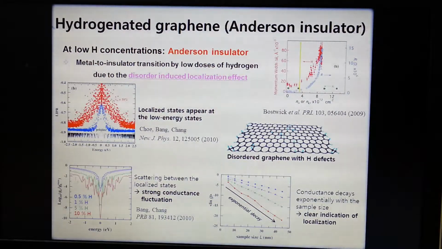In our previous work, we found that localized states appear at the low energy states in hydrogenated graphene. And we found that there is a strong conductance fluctuation due to the scattering of the localized states. From the fact that the conductance decays exponentially with the sample size, it is clear that localization is induced in hydrogenated graphene.